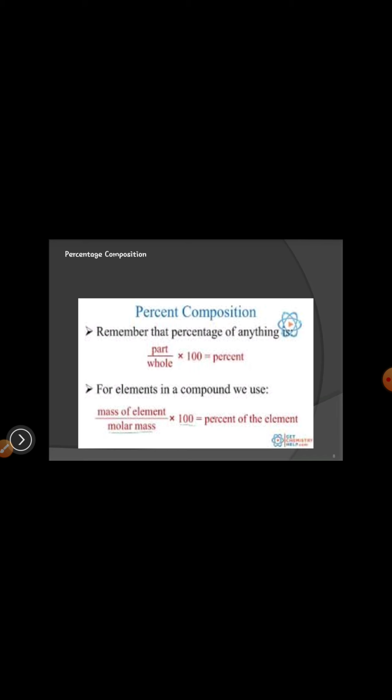What we have to do is take the part of that element divided by the whole and multiply by 100, which is equal to the percentage of that particular element in the compound. For elements we can understand it this way: mass of element divided by molar mass, multiplied by 100, is equal to the percent of the element. Here are a few examples which can help you understand how to calculate the percentage in a compound.